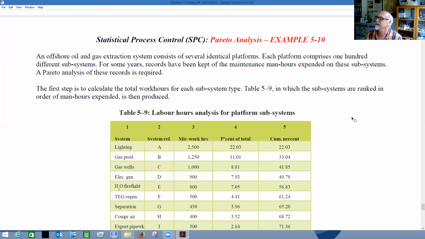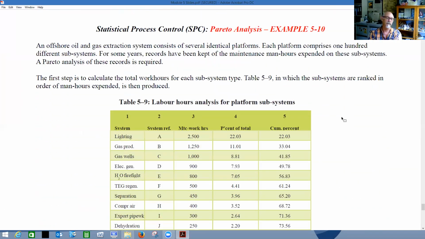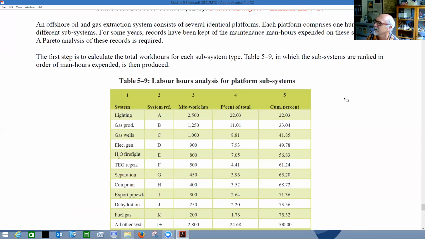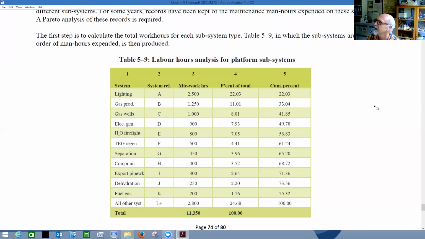So here we go. Let's look at an example to help us figure out a little bit more what this is about. An offshore oil and gas extraction system consists of several identical platforms. Each platform comprises 100 different subsystems. For some years, records have been kept of the maintenance man-hours expended on these subsystems. A Pareto analysis of these records is required. The first step is to calculate the total work hours for each subsystem type, and that's what this table is doing, in which the subsystems are ranked in order of man-hours expended.